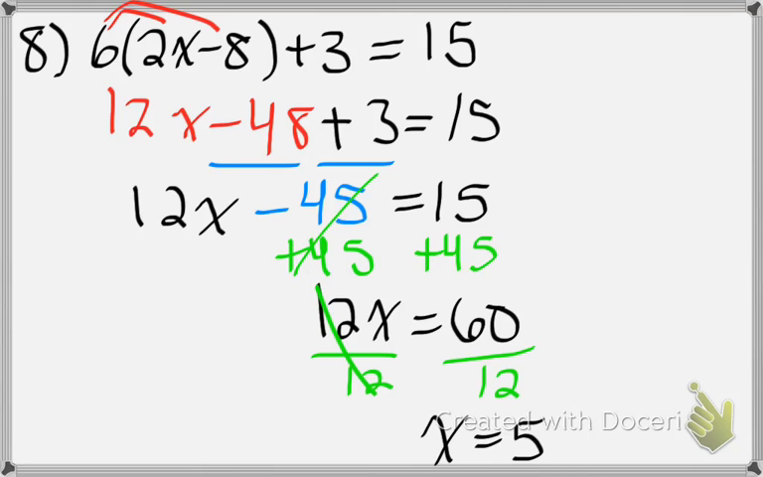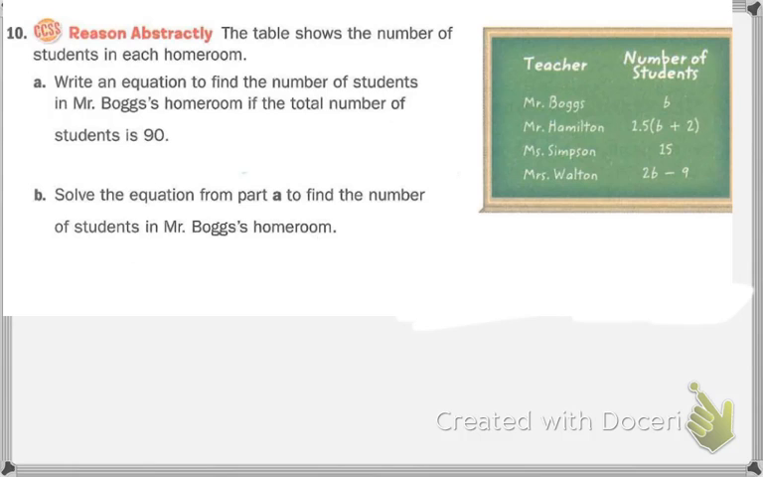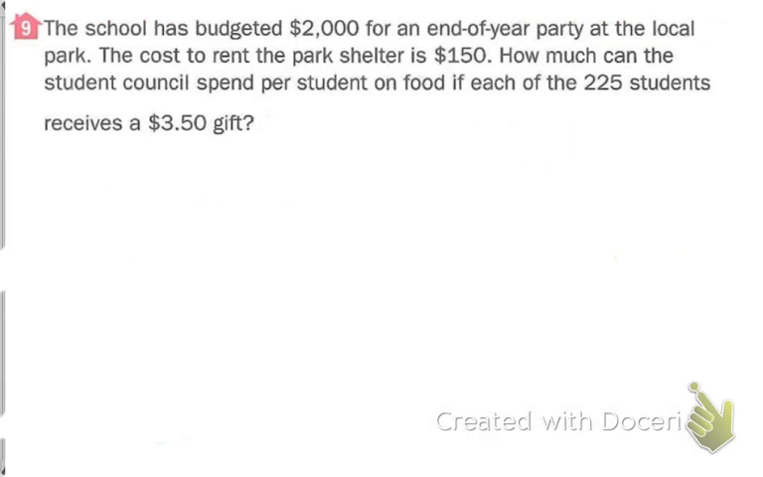Take a moment to, wrong question. Take a moment to go through this and see if you can figure out what you need to do. Hit pause and try it. At least give it a shot. At least think about it. And remember, you're looking for how much can student council spend per student on food if each of all those students receives a $3.50 gift.